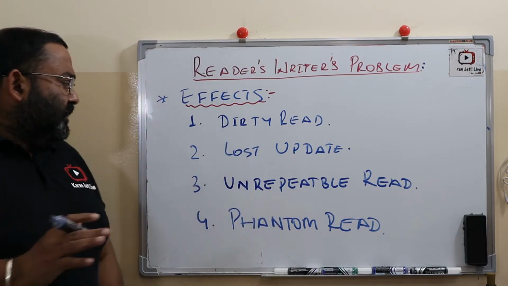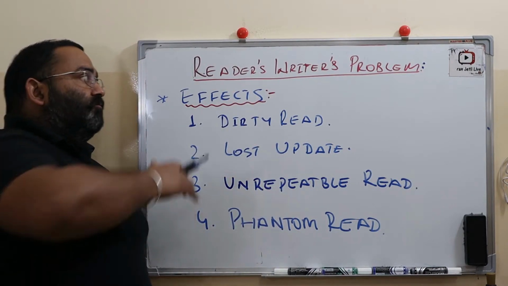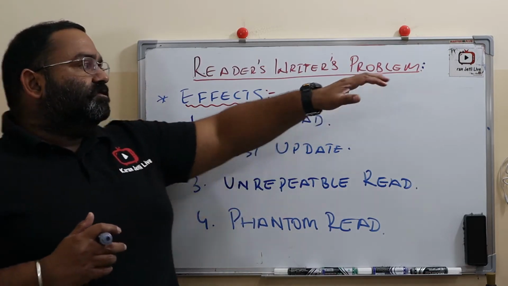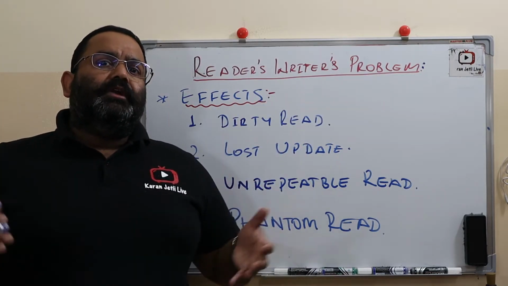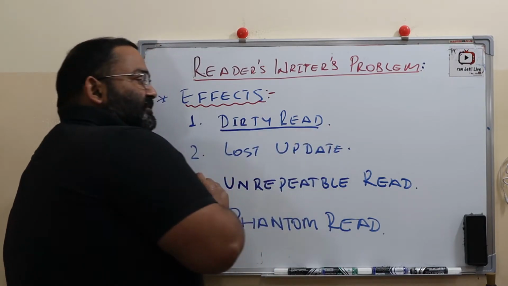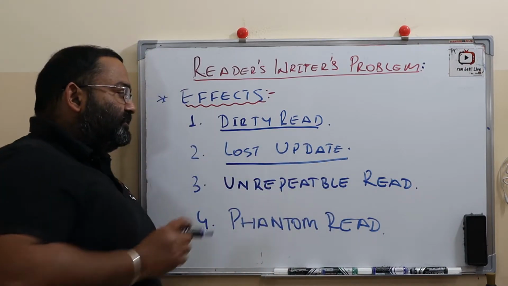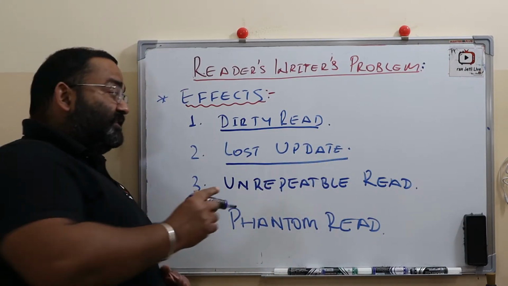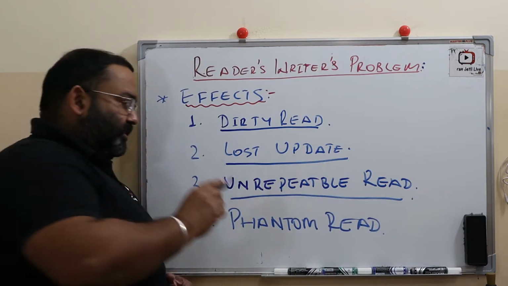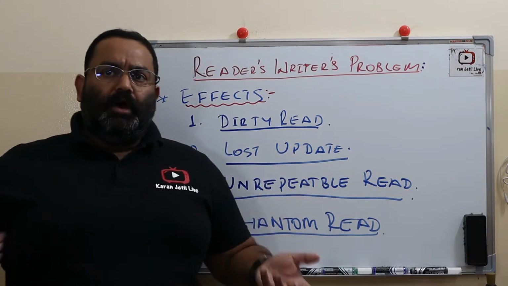I identified four different types of problems which can be the side effects of the readers writers problem if they are not synchronized properly. The first one is dirty read, the second one is lost update, the third one is unrepeatable read, and the last one is phantom read. Now I am going to discuss them one by one.